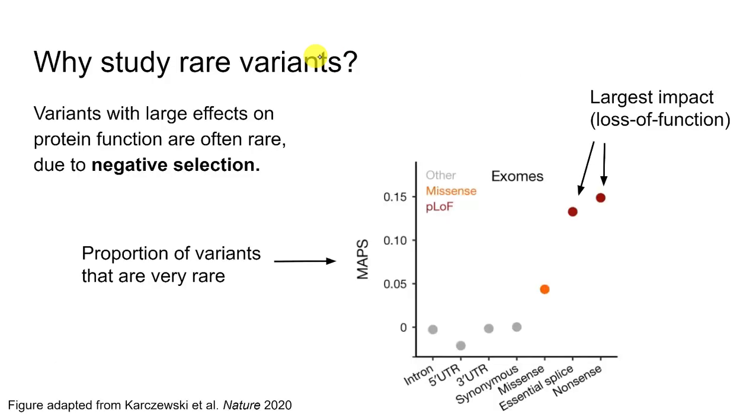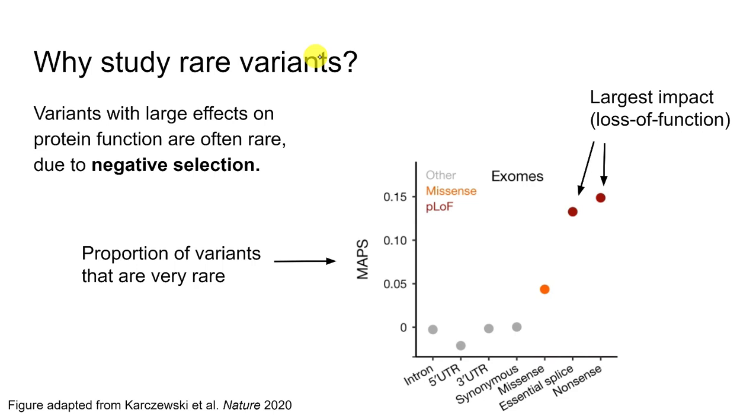Okay, so why would we even be interested in studying rare variants? It's because variants that have a large effect on protein products tend to be rare. And it's because of negative selection. So imagine you have a lot of important proteins in your body. They need to be produced. If you have a variant that has a really large effect on whether or not that protein is produced, those damaging or deleterious variants are likely to get selected out of the population.